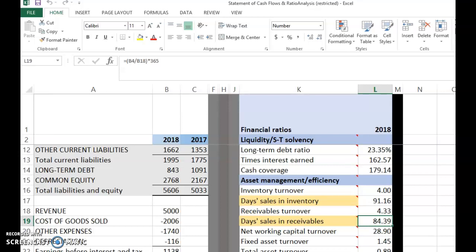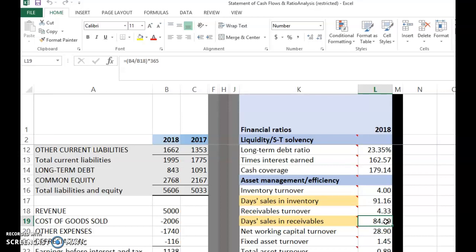So what's the implication of this value? 84.39 days. So there are two ways of looking at this. On average, this means that the company takes slightly less than 85 days, or 84 days, to collect from their customers. Once they have sold to the customers, it takes about 84 days for the customers to pay or for the company to collect. So that's the broad implication of this day sales in receivables.